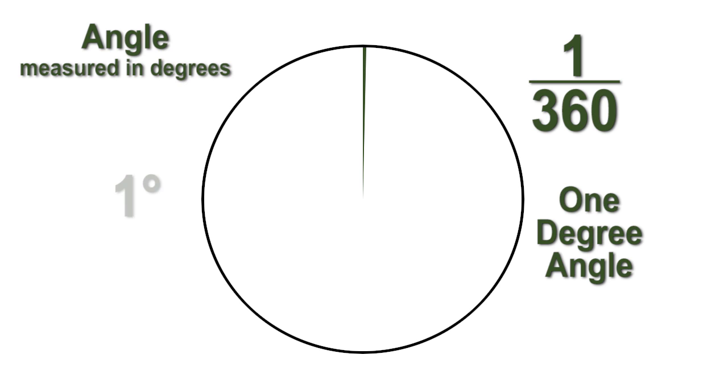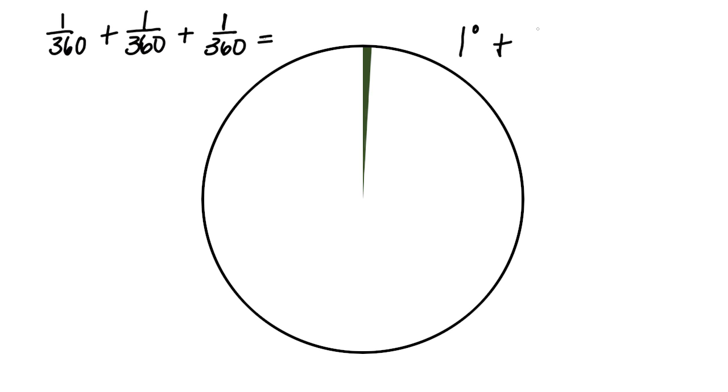Degree is abbreviated with a small circle drawn at the top right of a measure, just as it is done with temperature. What size angle would be produced if a 1-degree angle was iterated 3 times? That would be 1/360th plus 1/360th plus 1/360th, or 1 degree plus 1 degree plus 1 degree, which equals a 3-degree angle. What if a 1-degree angle was iterated 10 times? That would be a 10-degree angle. It becomes difficult to iterate 1-degree angles when measuring large angles.